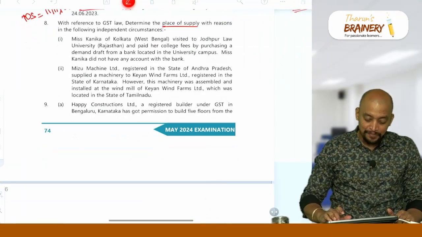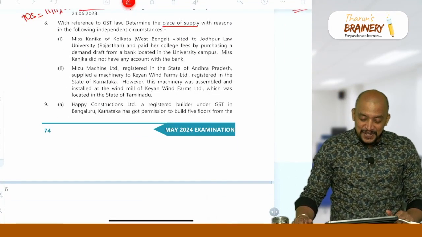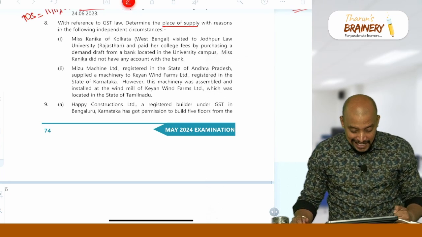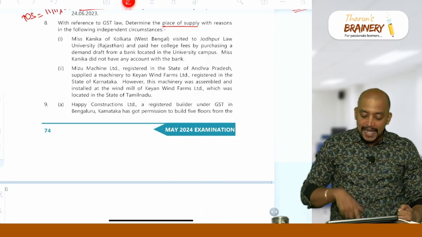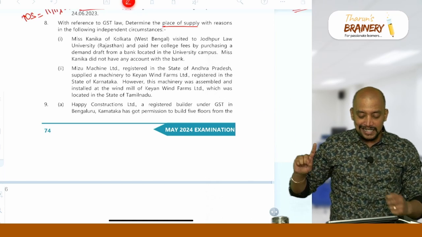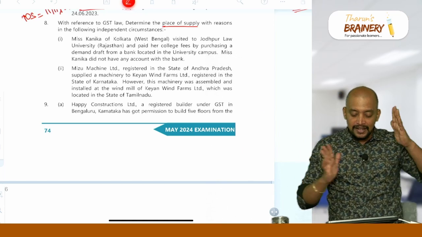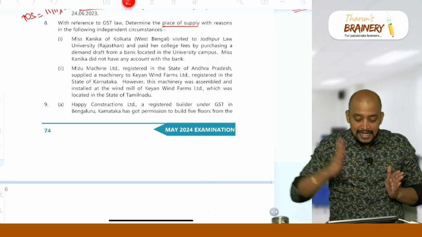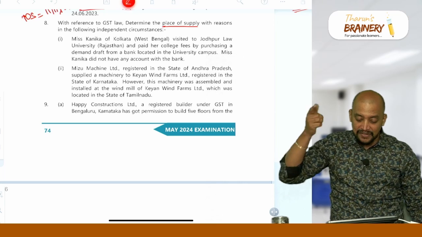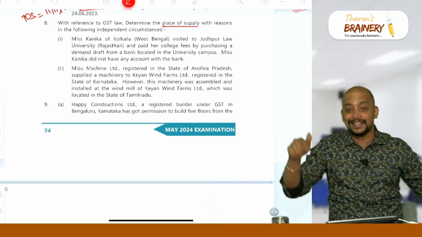I helped. Then second one: Mizu Machine Limited, registered in the state of Andhra Pradesh, supplied a machine to KN Wind Farms Limited, registered in the state of Karnataka. Supplier is in Andhra Pradesh, recipient is in Karnataka. However, this machinery was assembled and installed at the windmill of KN Windmills Limited, which was located in the state of Tamil Nadu.